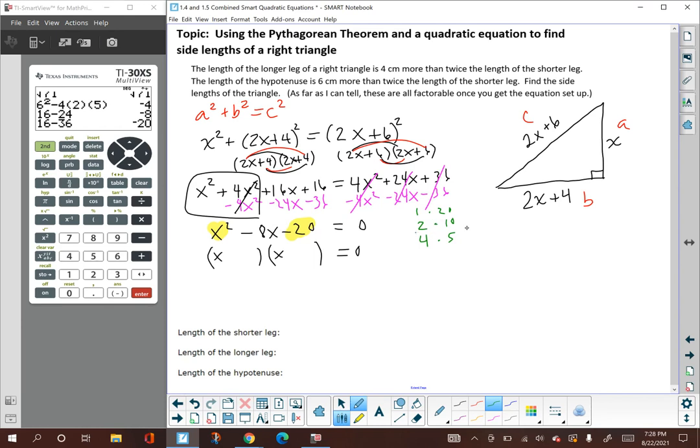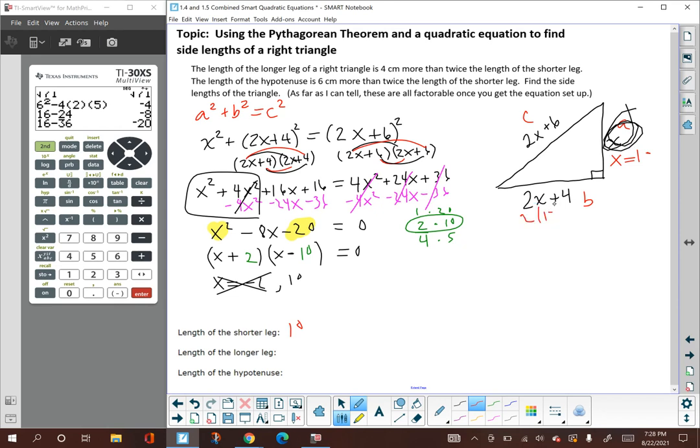It looks like to get 8, we're going to use the 2 and the 10. To get a negative 8, we need the 10 to be negative and the 2 positive. So that gives us two possible x values, negative 2 and 10. Now the negative 2 in this context doesn't make sense. We can't have a side length on a triangle of negative 2. So we have the solution x equals 10. So x was that shorter leg, so the short leg is 10.